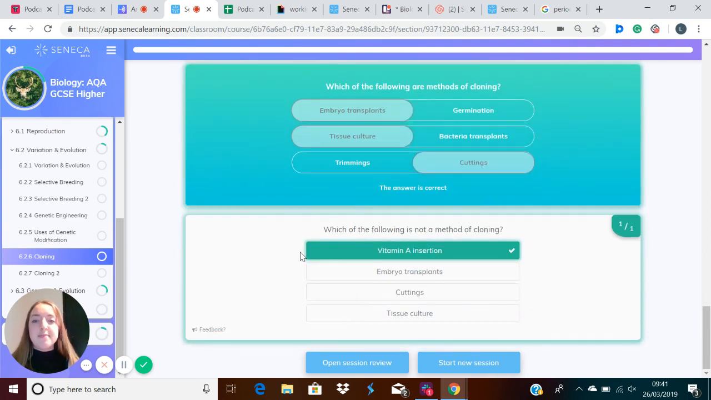So to recap those methods, for animals we've got embryo transplants, and for plants we use tissue culture and cuttings.